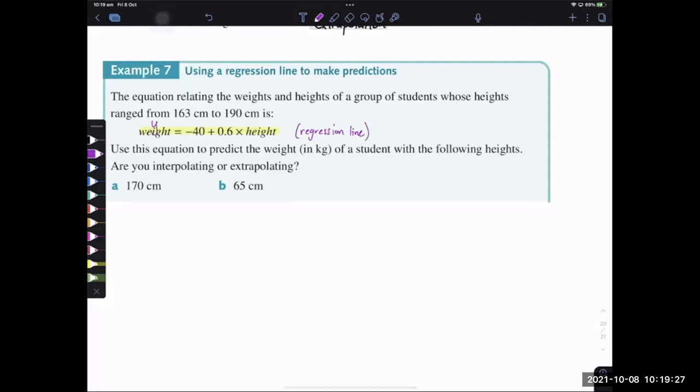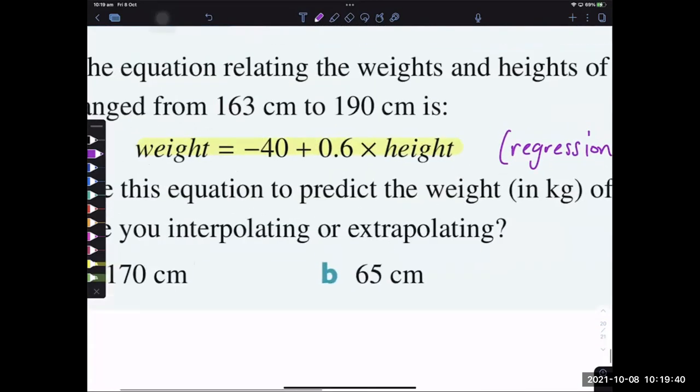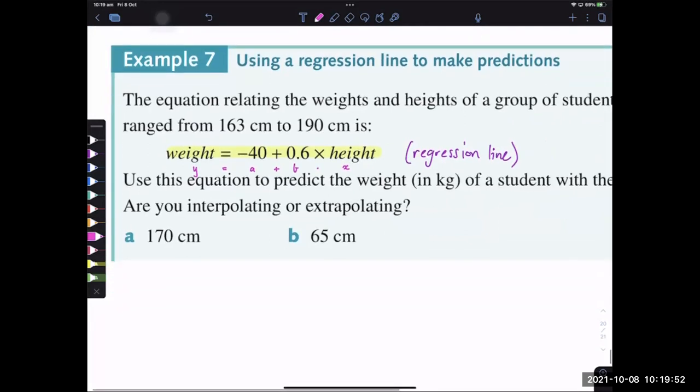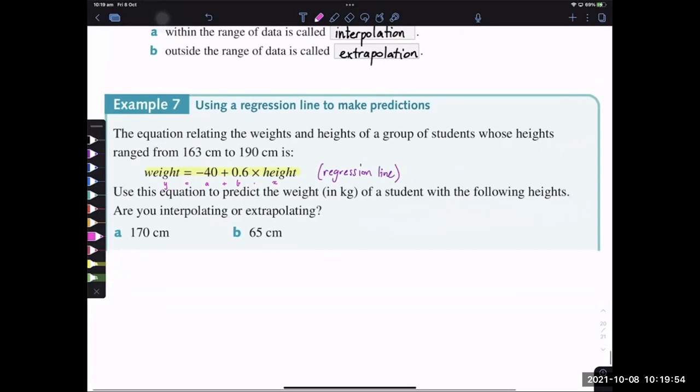Notice how they don't use x and y. They changed it back to have the actual variable names replaced there. But you can see this is in the form of y equals a plus b x, and there's a times in between there. So just remembering this structure here. We've got the formula there. That's important.